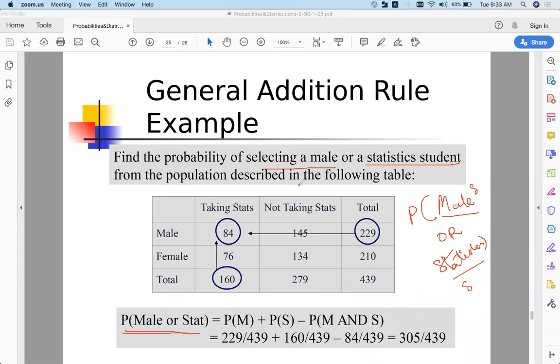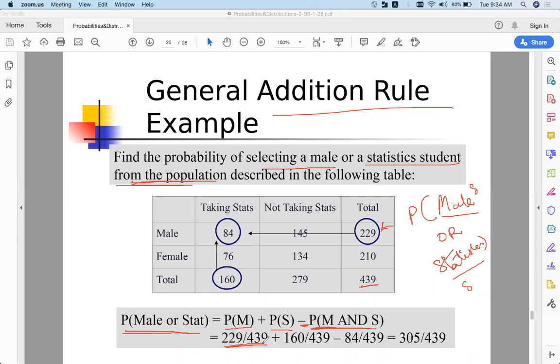Now you can come back to the general addition rule formula. Probability of male or stats is equal to probability of male plus probability of statistics minus probability of male and statistics. You can write this in this particular manner. Now, what is the probability of male? The total number of males is 229, and the divisor is always 439, from the population. Don't get confused, from the population. So 229 divided by 439.